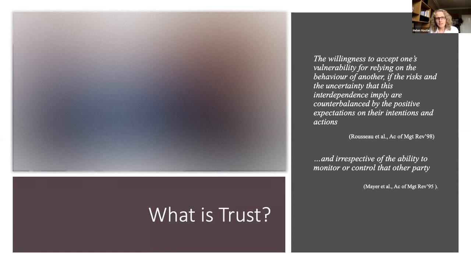And then the second one from Mayer is about trust irrespective of the ability to monitor or control the other party. So you can't always control the autonomous system. That's part of the essence of instilling autonomy in the system or the robot. But you still are vulnerable potentially to their actions. So these are the two kinds of definitions of trust that we're looking at.